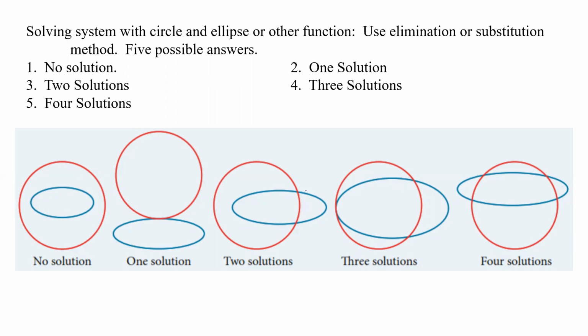Two solutions, the ellipse kind of cuts the circle on one side and you get 1, 2. Then you can cut it on one side twice and then touch the other side. And so that would give us 3, or it can cut through both sides and have all 4 solutions. So that's how it'll look.